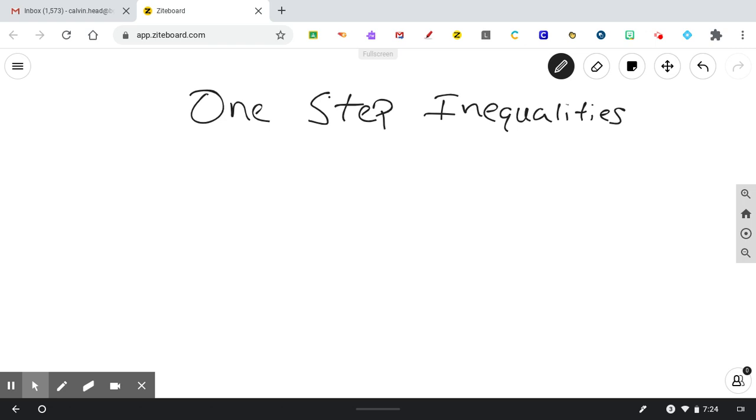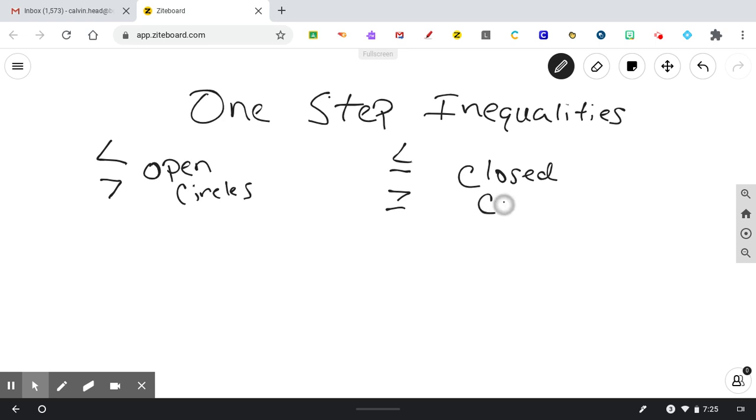remember that these signs here are for open circles, and these signs here with the line under them are for closed circles. All right, so open circle, closed circle. Okay, so what we're going to do now, we're going to solve and graph.